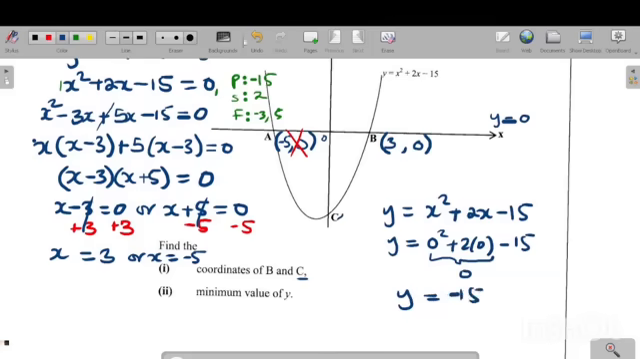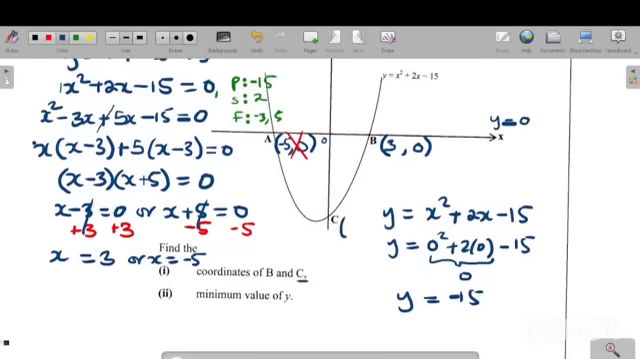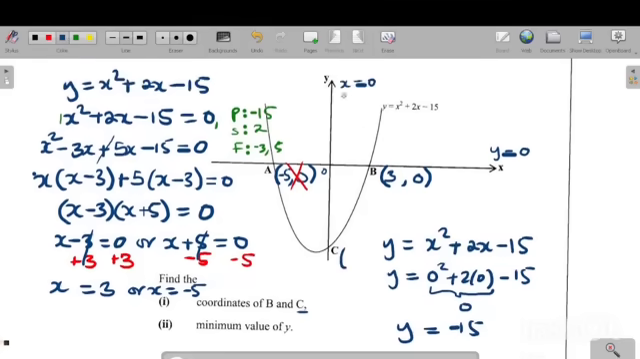Okay, so which means that the coordinates here, remember, x is 0, so you have 0, comma, negative 15. So these are the coordinates of B and C.